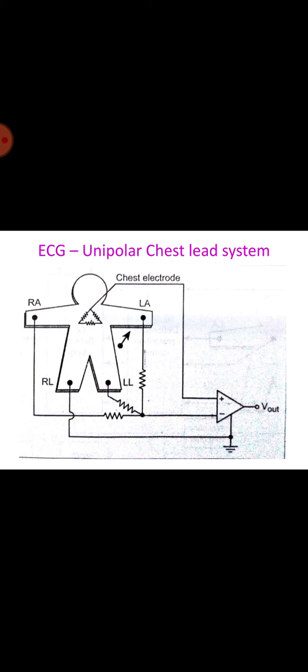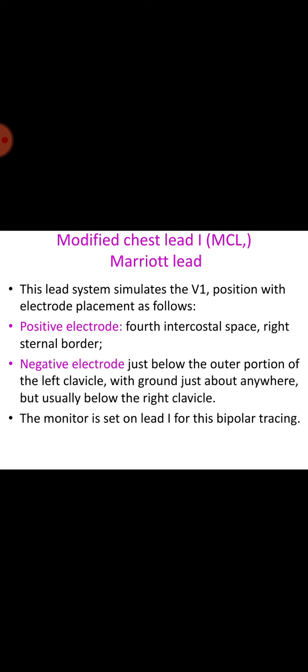So this diagram shows the arrangement for the chest lead system. It may also be called the Frank lead system. And the modified chest lead system simulates the V1 position with electrode placement, where the positive electrode is placed in the fourth intercostal space at the right sternal border, and the negative electrode is placed just below the outer portion of the left clavicle, with the ground just about anywhere, but usually below the right clavicle.